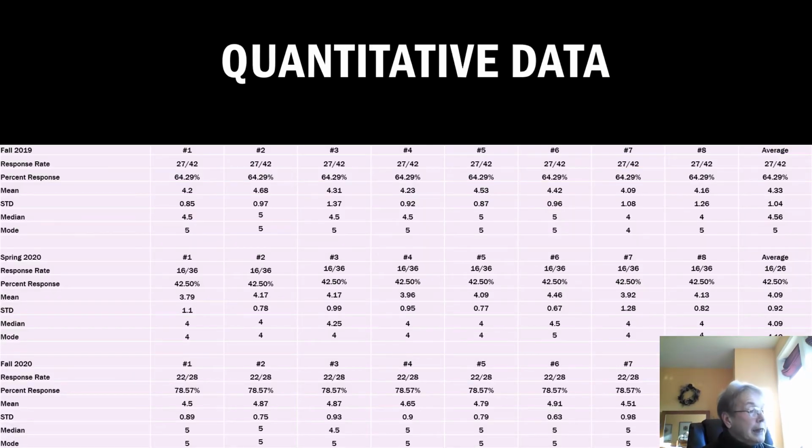Here is a summary of the data that was entered into the Excel spreadsheet for comparison of the three instructional delivery formats. For each semester, the data for each of the 8 questions was entered to generate a response rate, a mean, a standard deviation, a median, and a mode. The last column provides an average for each statistical category.